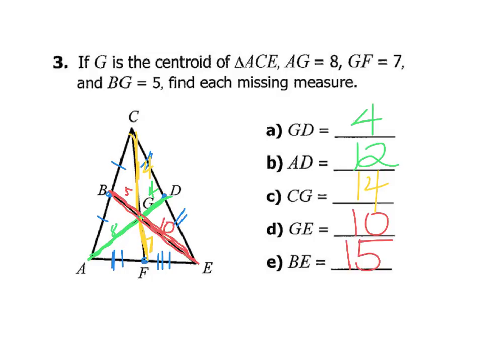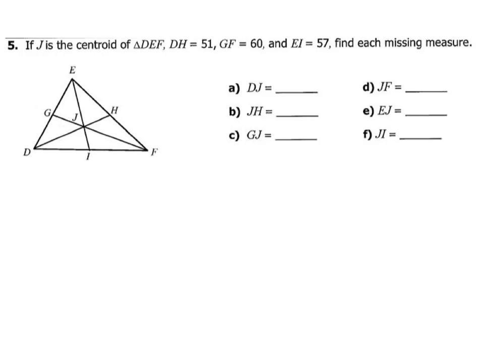And we're done. All right, number 5, we're given that J is the centroid of DEF, and then we're given lots of different lengths. So first off, we're given that DH is 51, so this whole thing right here is going to be 51. We're also given that GF is 60, so this whole distance is 60. And we're given that EI is 57, so this whole thing is 57, and we want to find each missing measure.